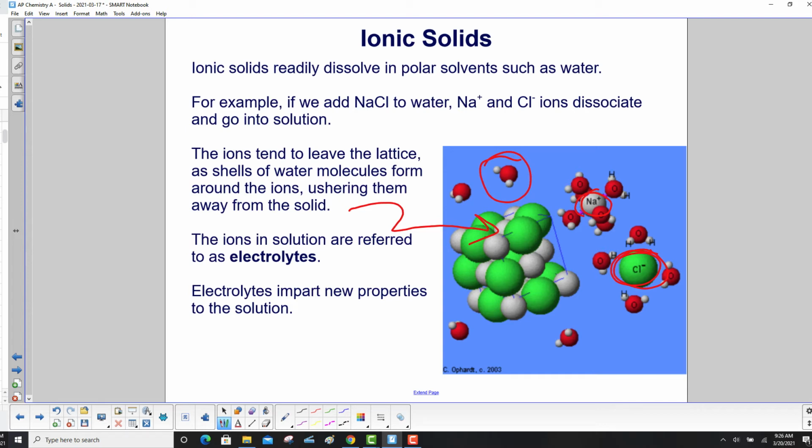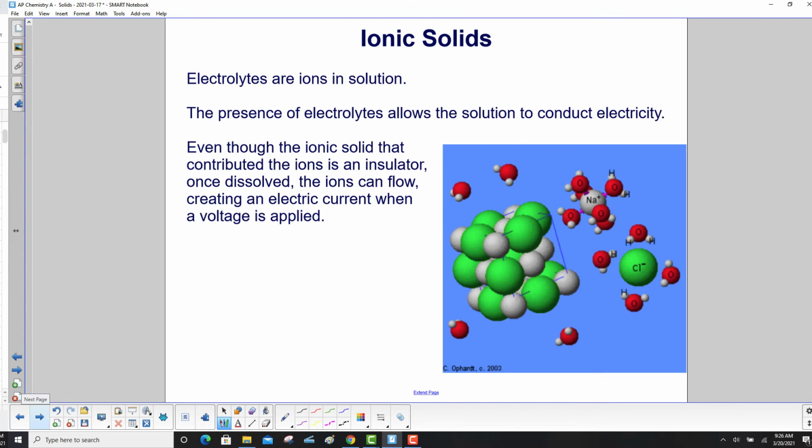Electrolytes impart new properties to the solution. Electrolytes are ions in solution. The presence of electrolytes allows the solution to conduct electricity. Even though the ionic solid that contributed the ions is an insulator, once dissolved, the ions can flow, creating an electric current when a voltage is applied.